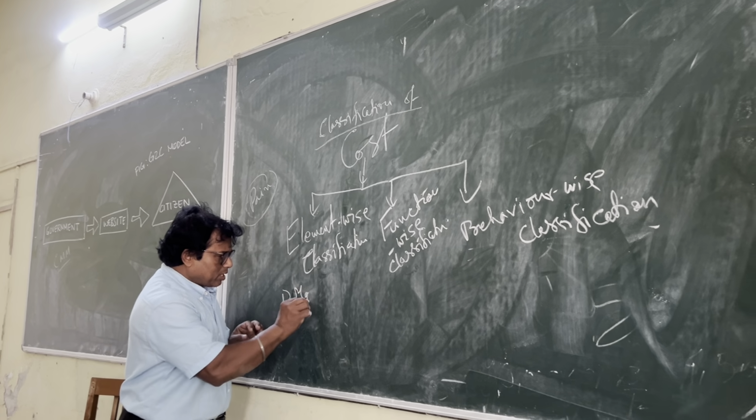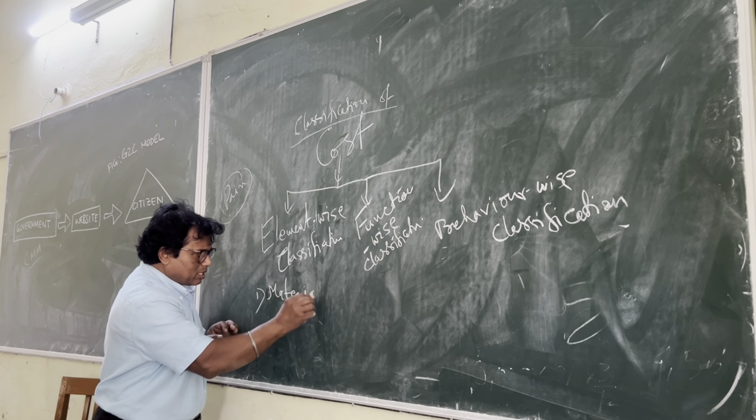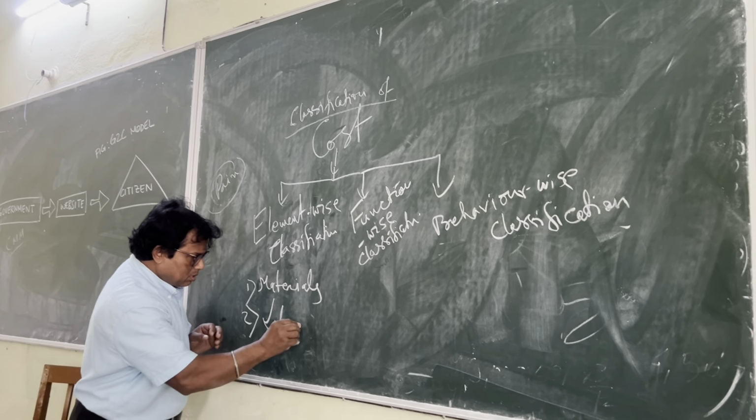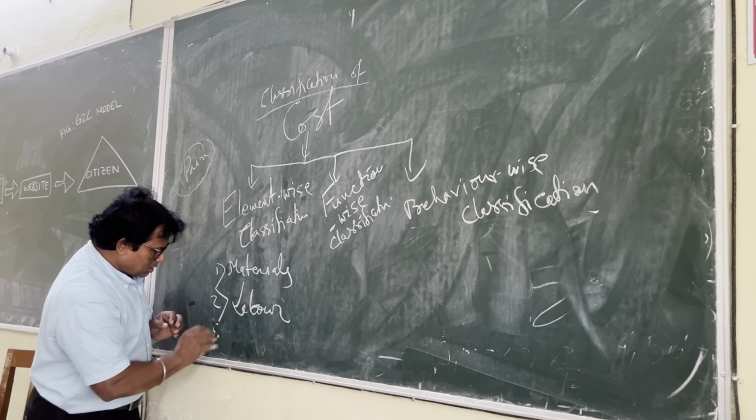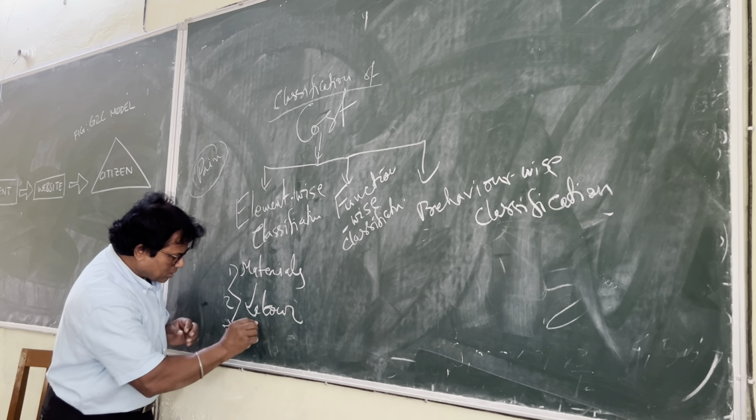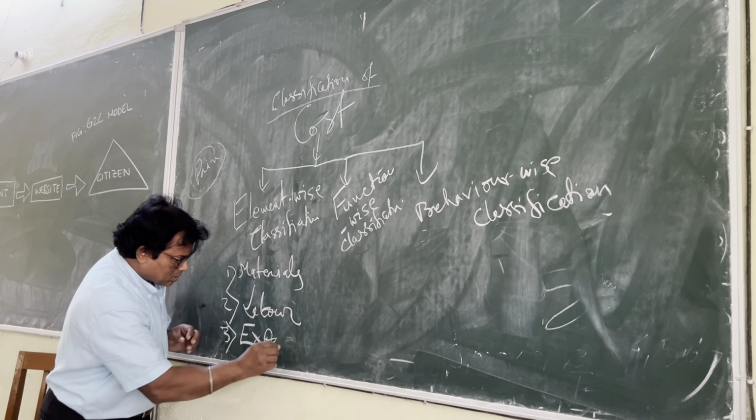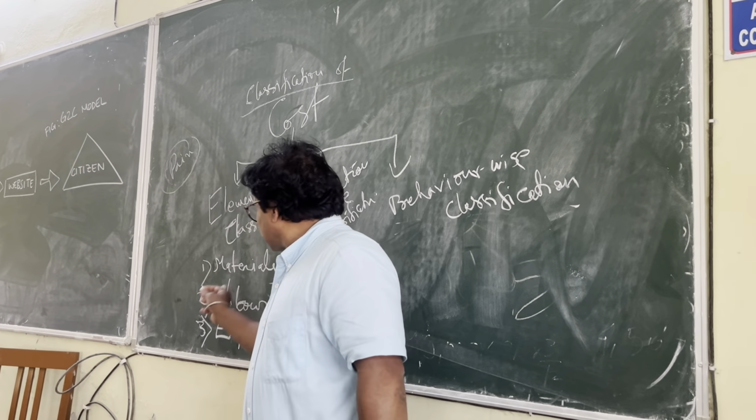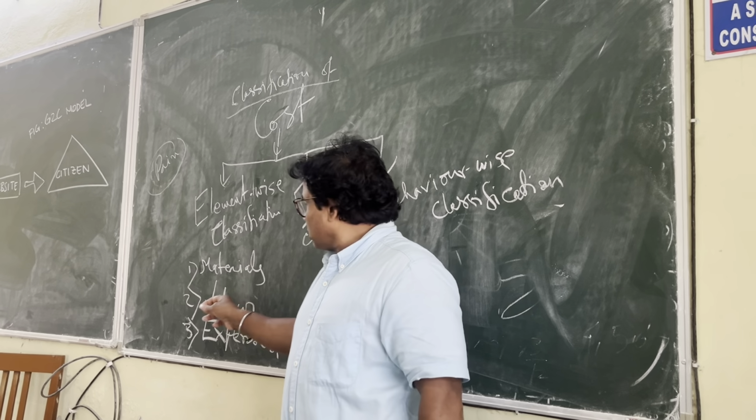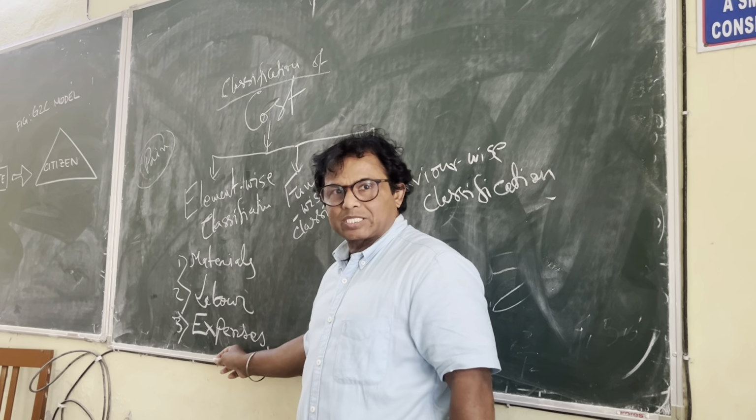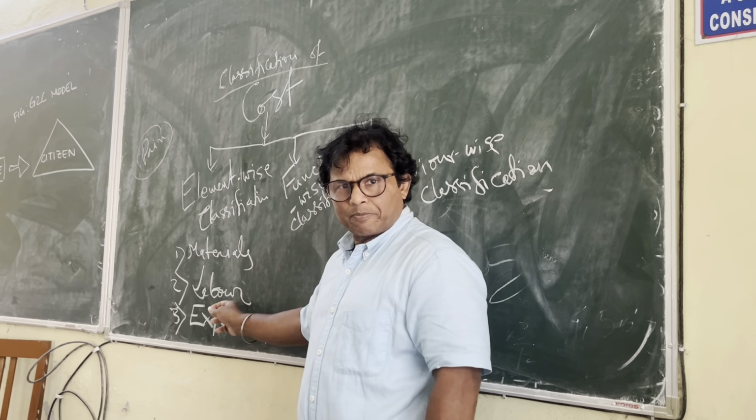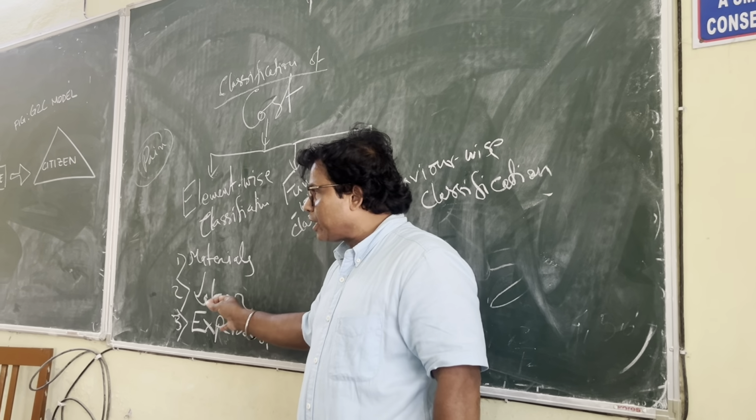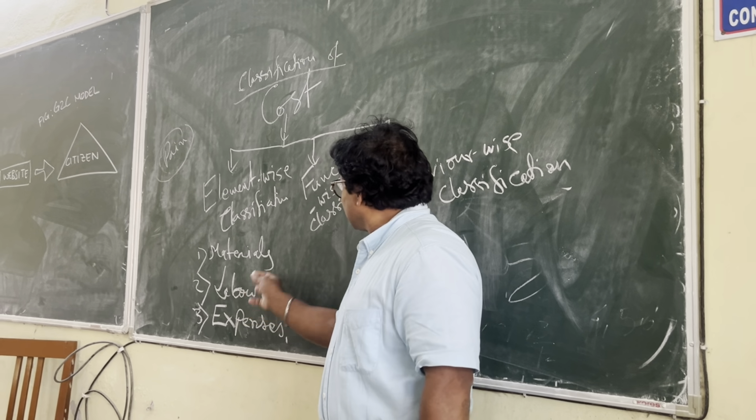Please remember, number 1 materials, number 2 labor, and number 3 expenses. So according to element-wise, cost is of 3 types: materials, labor, expenses. Okay, you can understand, you can clear? Material, labor, expenses. I'll be dealing in detail again with this, but before that, let us see function-wise what are the costs.